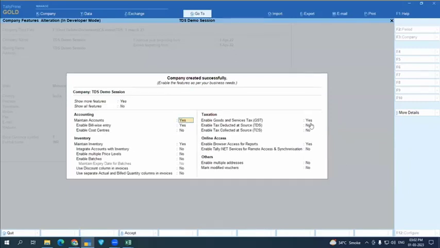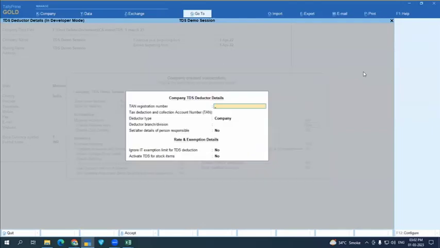And see at the right side, temporarily I am disabling GST so that it will not disturb our voucher entries. So, TDS enable. There are certain stages while you are going to implement any tax in Tally, GST, TDS, TCS, or any other. There are only 4 stages. One is to enable that feature in your data. This is the first stage. So I am enabling the feature.